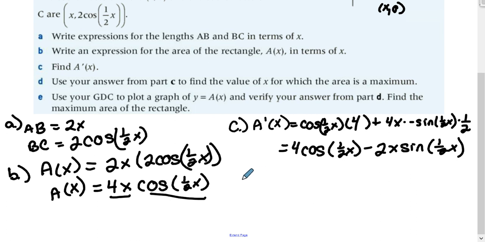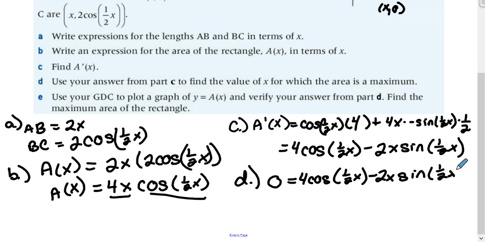And then for part D, it wants you to find the value of X where the area is maximized. So if I want to maximize the area, what do I have to do to this? Set it equal to 0. And folks, you are not going to do that by hand. You are absolutely going to use your calculator. So into your calculator, type y equals 0 and y equals this stuff. Make sure your calculator is in radian mode, please.